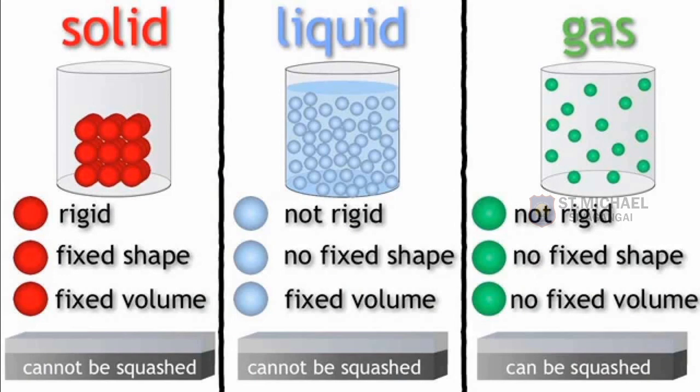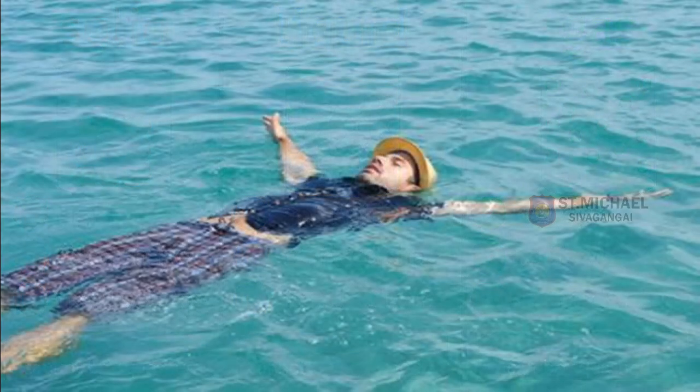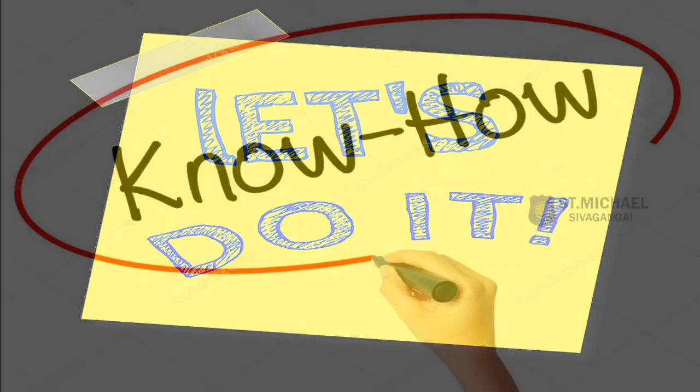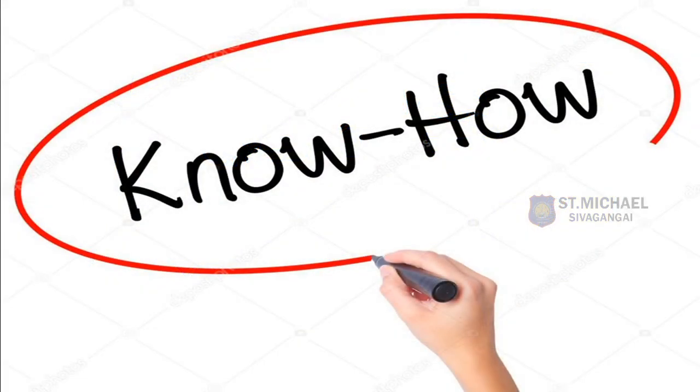In the same way, plain water is less dense than salt water. And that's why you can easily float in the seawater but not in a swimming pool. Do this experiment by yourself and learn the density of different substances.